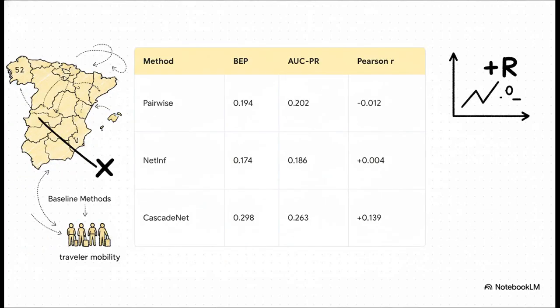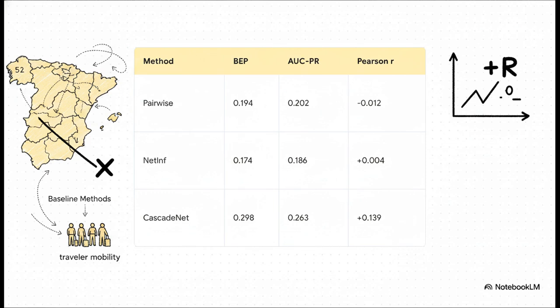But here is the ultimate real-world test. The researchers took this and applied it to actual COVID-19 case counts across 52 Spanish provinces. The goal was to recover the transmission network using only daily infection data and then validate it against actual cell phone traveler mobility data. Look at the Pearson R column on the right. That measures the correlation with real mobility flows.